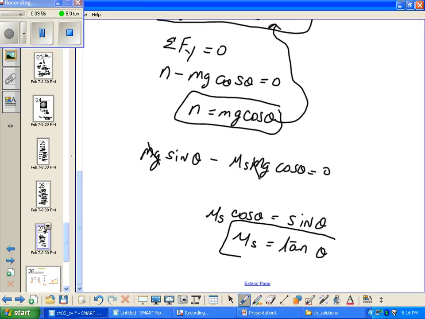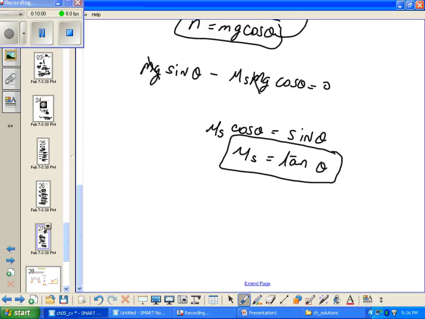And in fact, given the angle theta of the incline, we can determine the maximum coefficient of static friction just before the block will begin to slip.